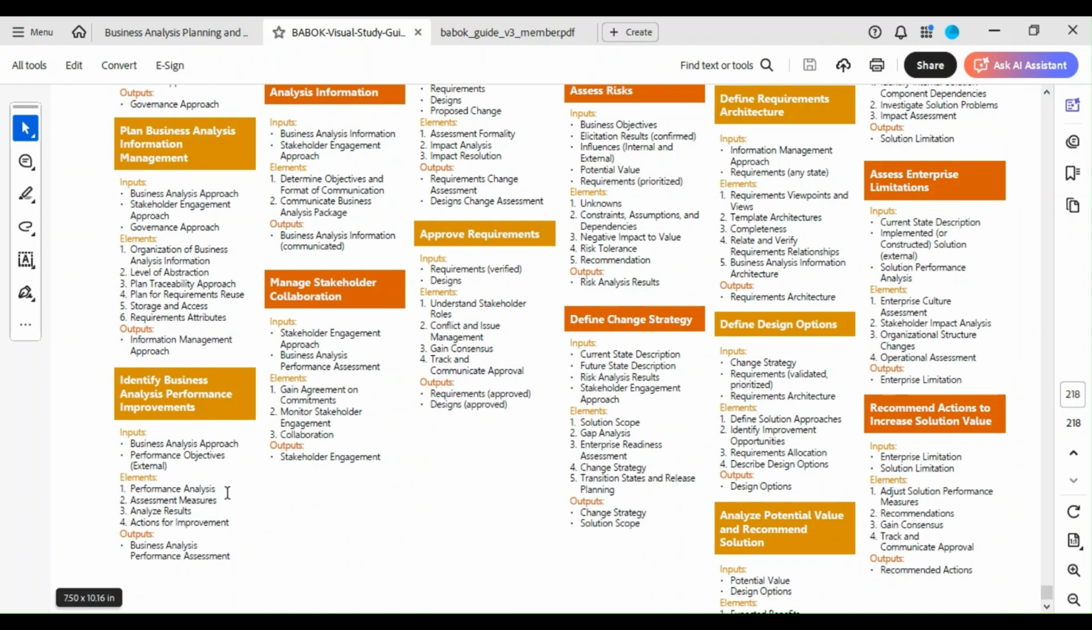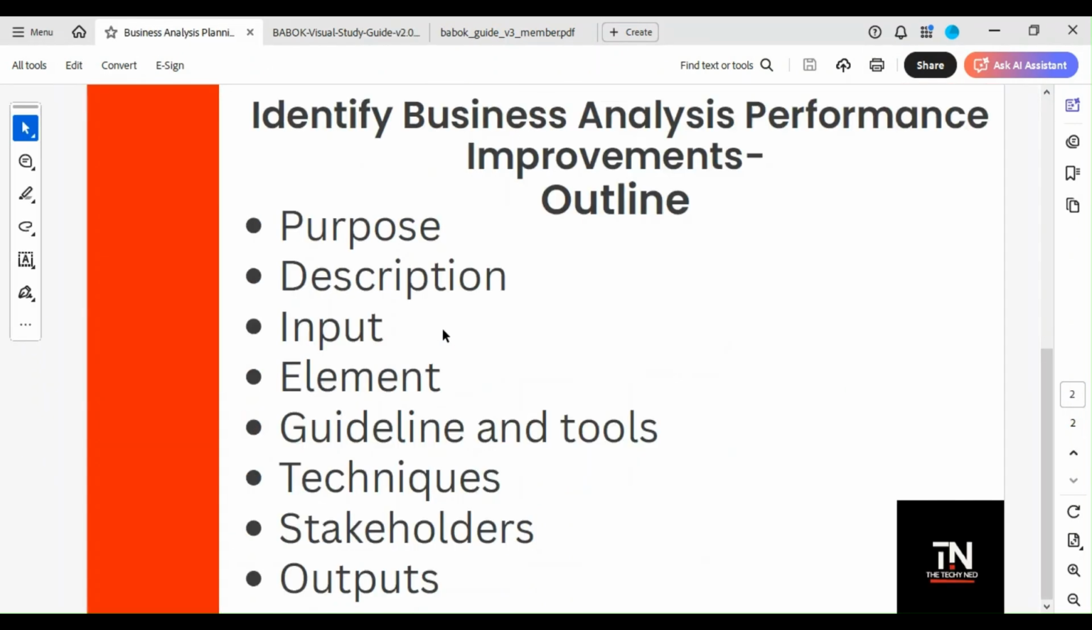So under it, you have the input, you have the output, you have the elements that make it up. So for the input, you have the business analysis approach. You also need your performance objectives, which is external. Then elements, you are looking at performance analysis, you're looking at assessment measures, you're looking at analyzing your results, you're also looking at actions for improvement. Then output, you're looking at business analysis performance assessment. So let's roll this over now.